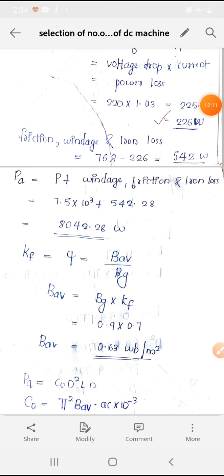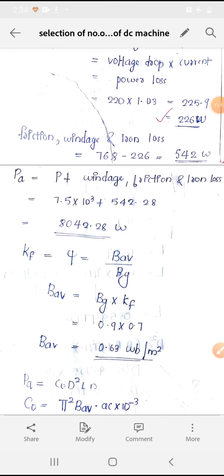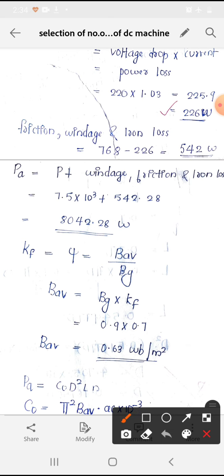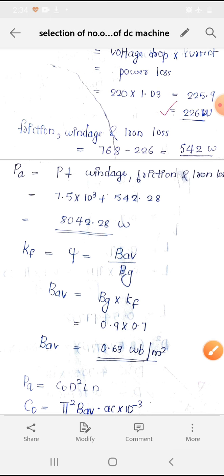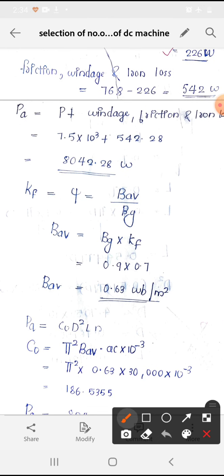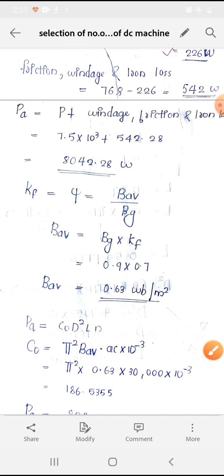Now substituting all these values in the equation for PA, we will get PA as 8042.28 watts. Now in the question, the form factor is given as KF is equal to 0.7. KF is equal to BAV by BG. From that, BAV is equal to BG into KF. In the question, gap density BG is given as 0.9 and KF is 0.7. Therefore, BAV is equal to 0.63 Weber per meter square.